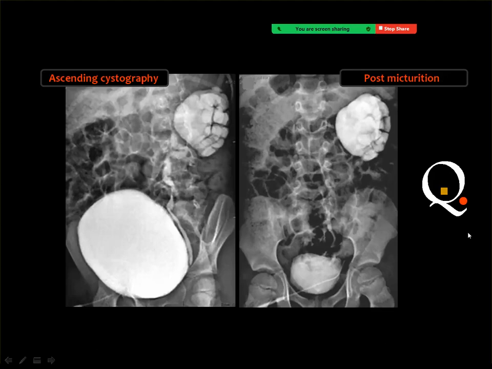Next case is a child with two films, one during the ascending cystography phase and another one during or after micturition.